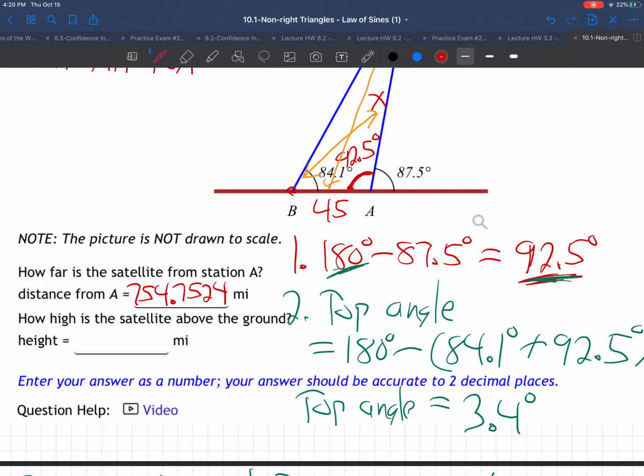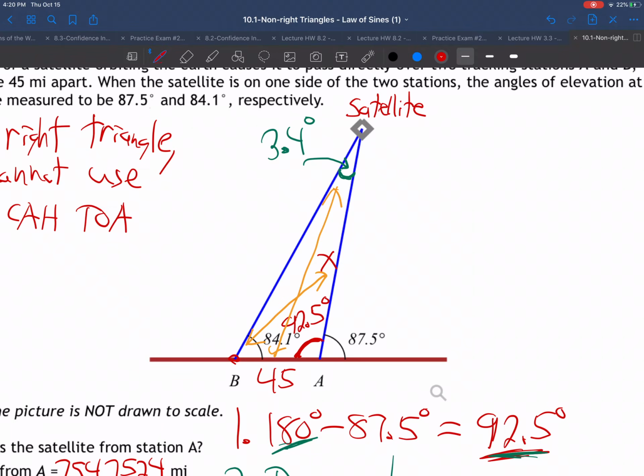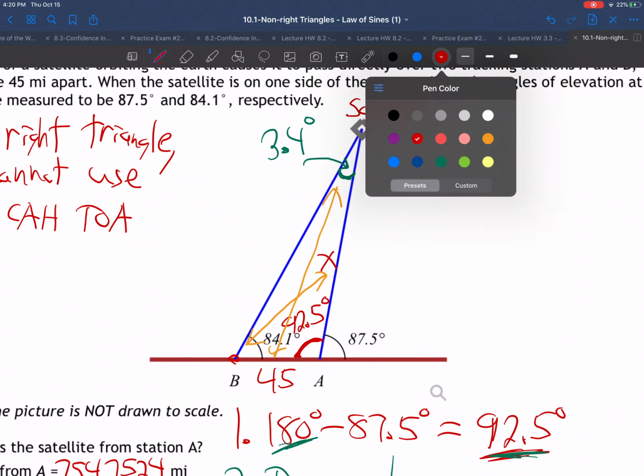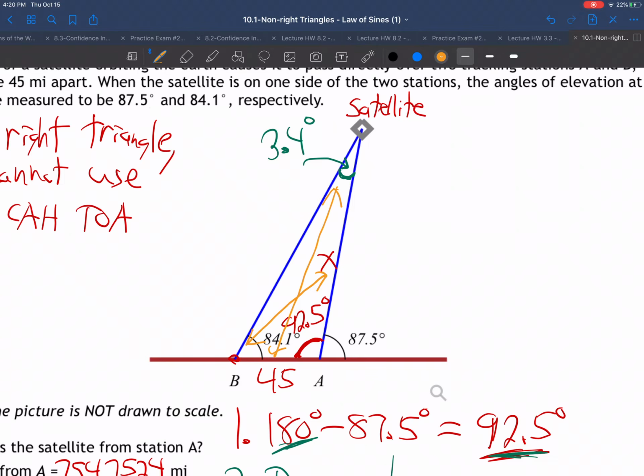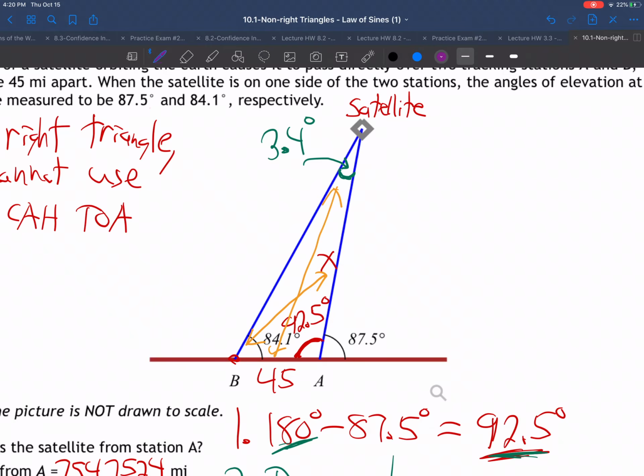Now, part B, or the second part. How high is the satellite above the ground? Okay, so let's go draw that on our diagram. So that's going to be, let me go from right here, the very top, straight down. Does that look straight down? Maybe that's straight down.